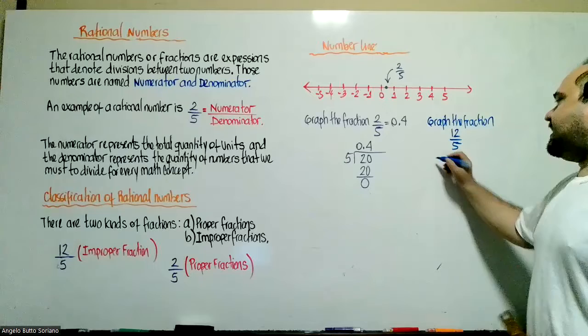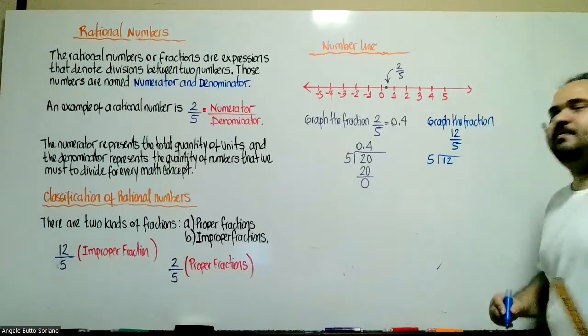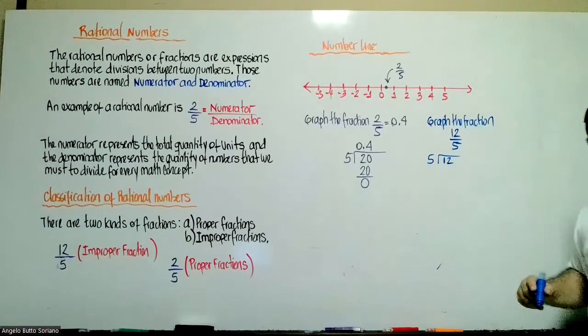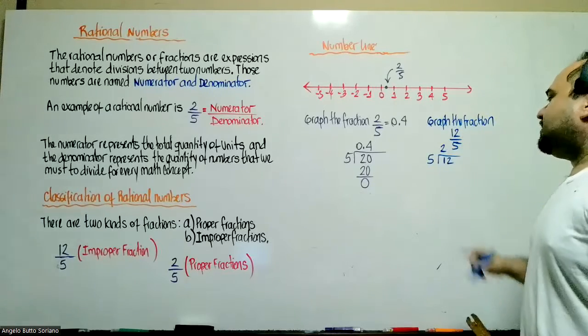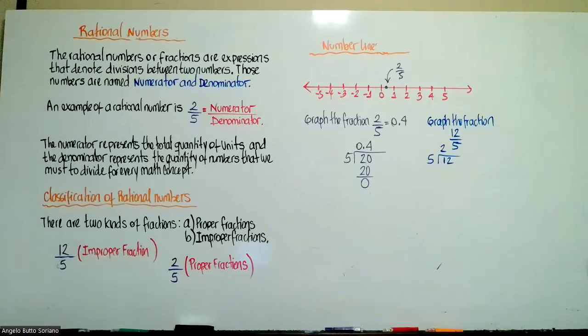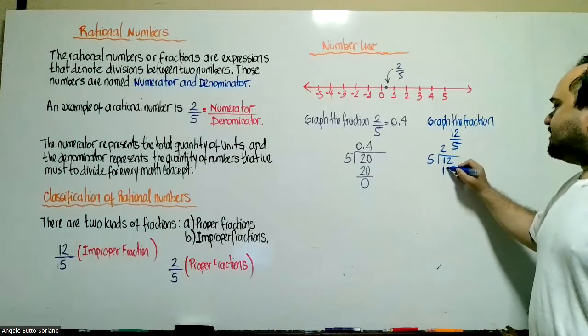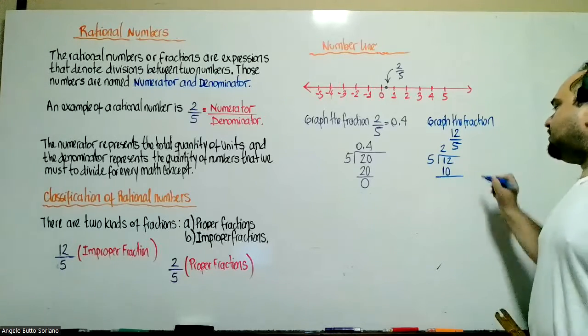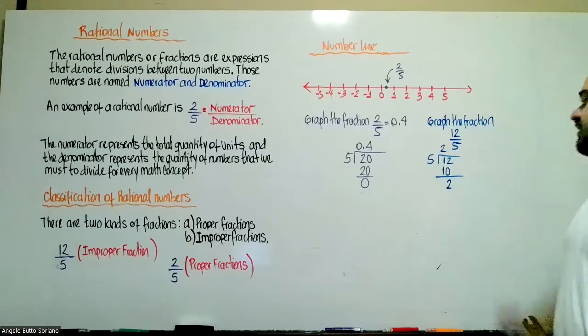So let's divide 12 by 5. A number that multiplied by 5 reaches 12 is 2, because we cannot use the number 3: 3 times 5 is 15, and 15 overpasses 12. But 2 times 5 is 10, so 12 minus 10 is 2 units.